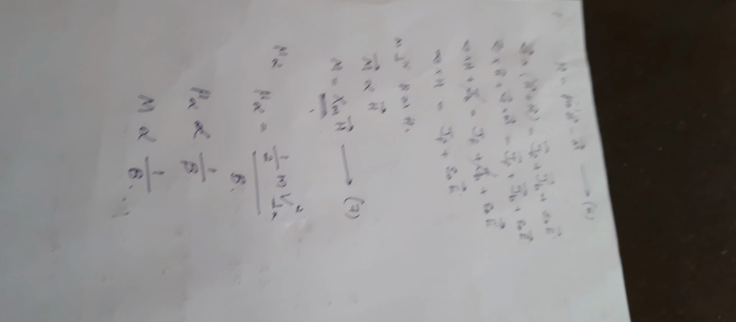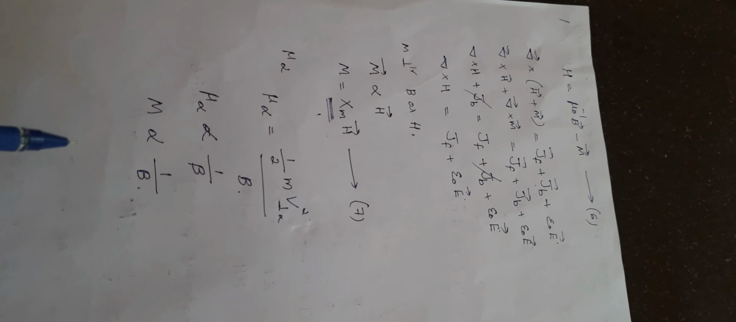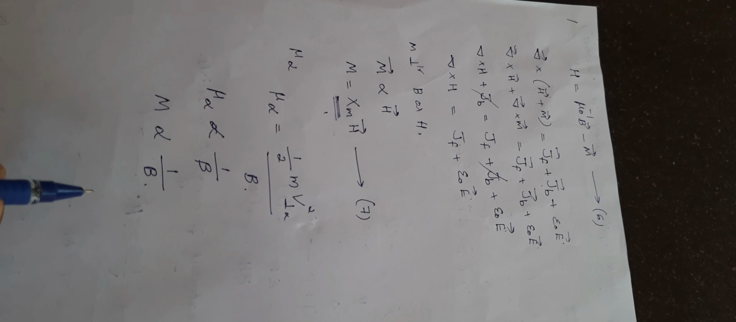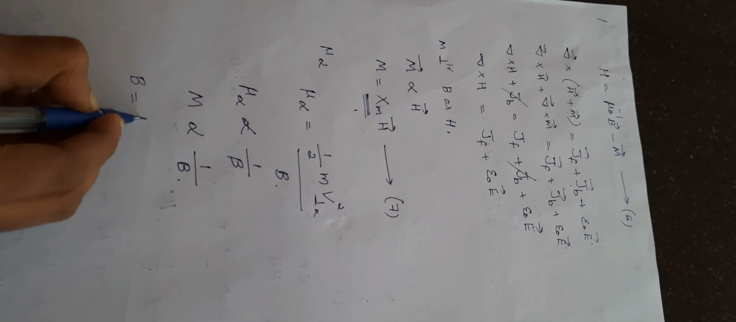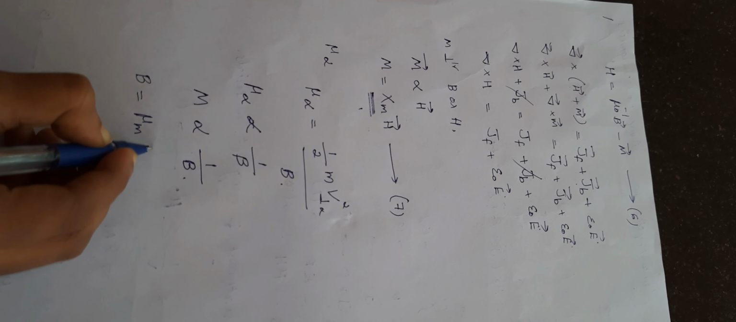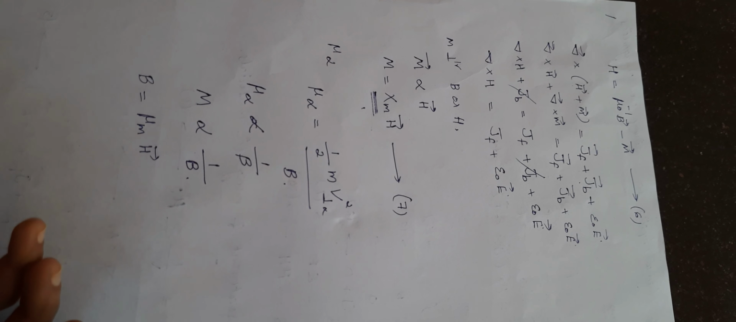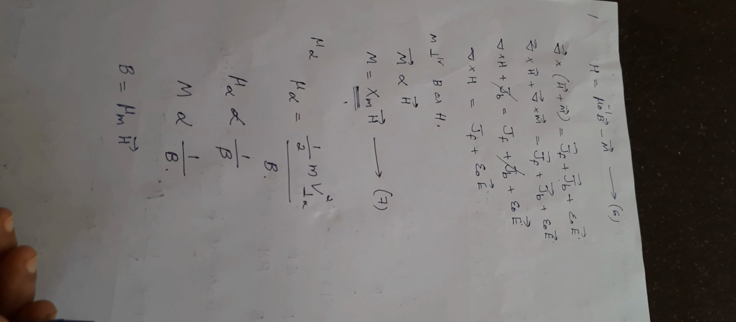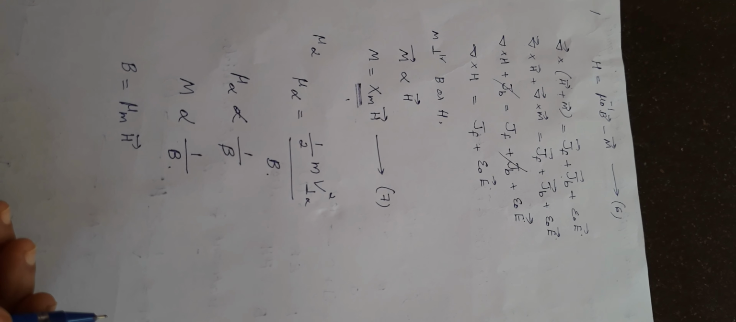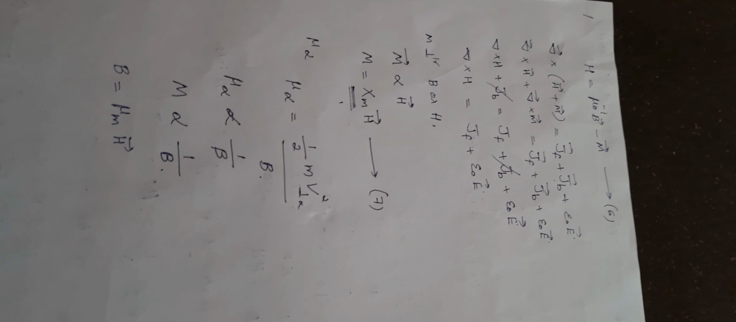This relation between M and H or B is no longer linear, and we can't write B is equal to mu M H with a constant mu M constant. It is therefore not useful to consider a plasma as a magnetic material.